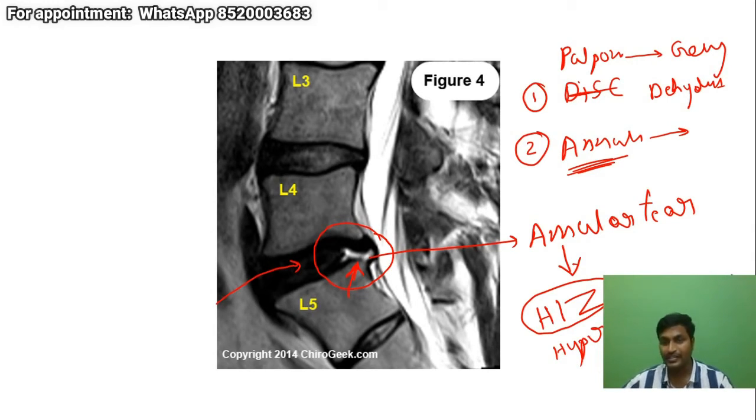Zone on T2 weighted MRI. So can you identify the second stage of degeneration? That is annular tear. At this point, if there is an acute annular tear, the patient will have severe back pain. Many people may say the MRI is normal, but if you look at the MRI, you can identify the hyperintense zone, which is the annular tear.